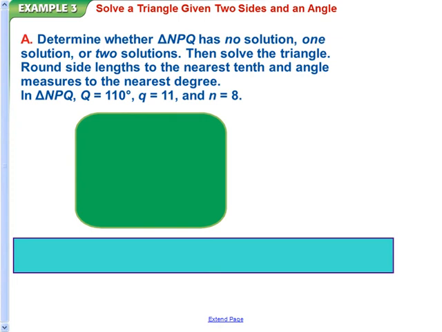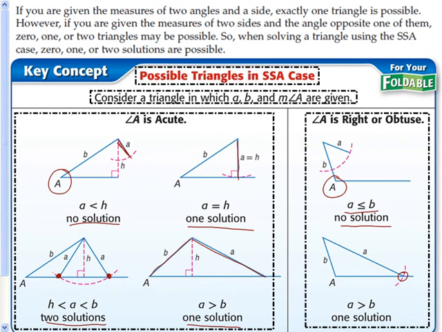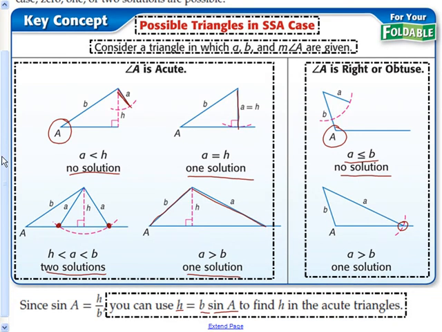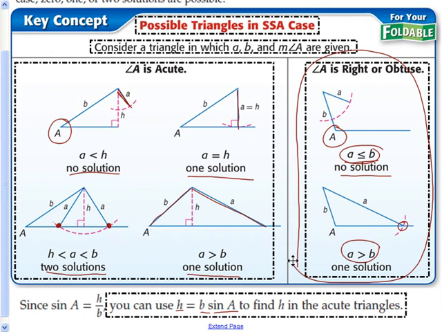Okay, now we're on to the question where we have to know if it's one solution, two solutions, or no solutions. So let's start by drawing out this triangle. Now when we draw out our triangles, the angle is always opposite of the side. So if we start with our angle, let's make 110 degrees. That's Q. So first of all, we know we're working with the acute side of this page over here. So we're working on this side. We have to decide, is A less than B or is A greater than B?